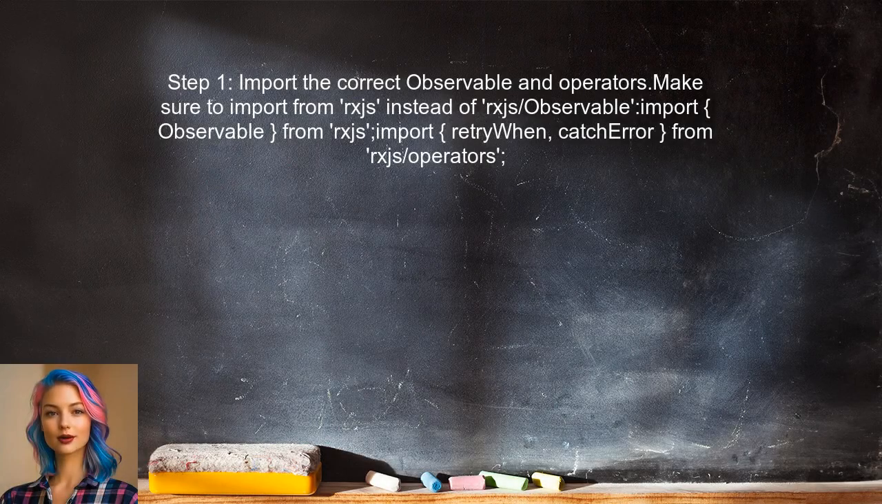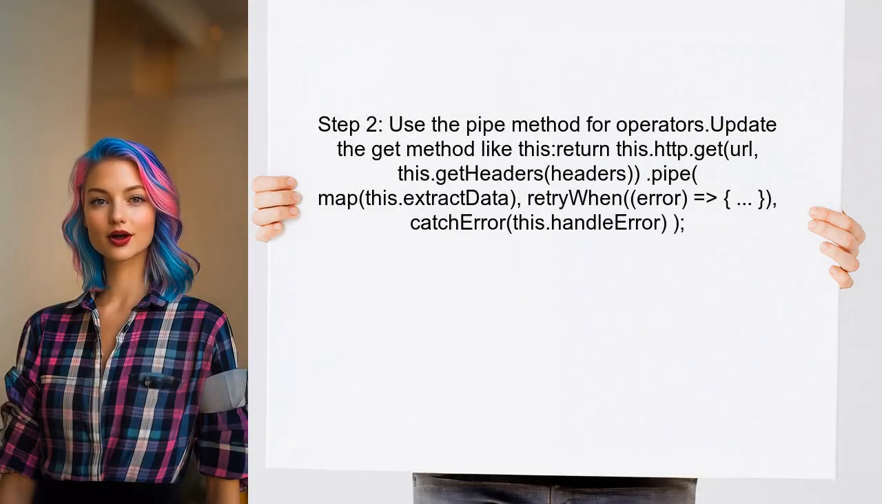To resolve the issue with the retryWhen property, the user should first ensure they are importing the correct observable from the right package. In Angular, the retryWhen operator is part of the RxJS library. Next, the user needs to update the method to use the pipe function. This is essential because operators like retryWhen are now used within the pipe method in RxJS version 6 and above.